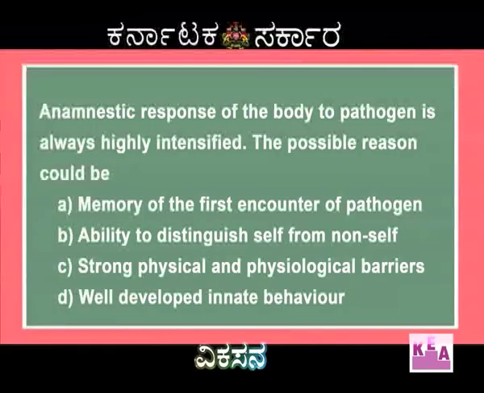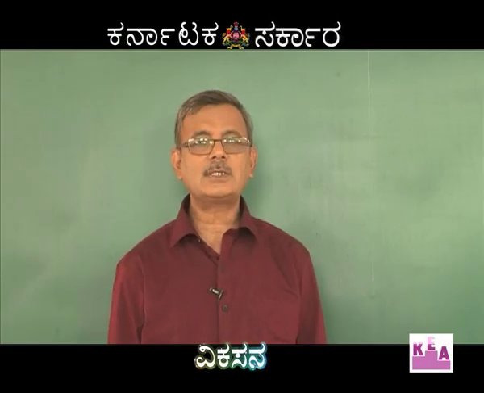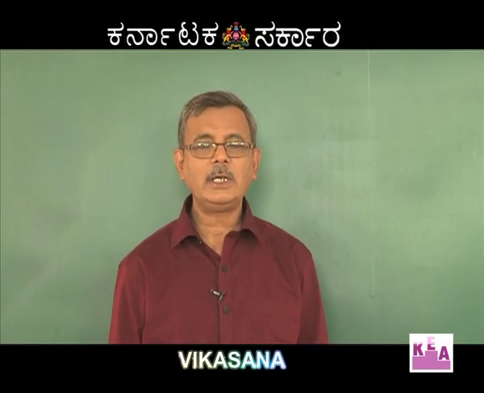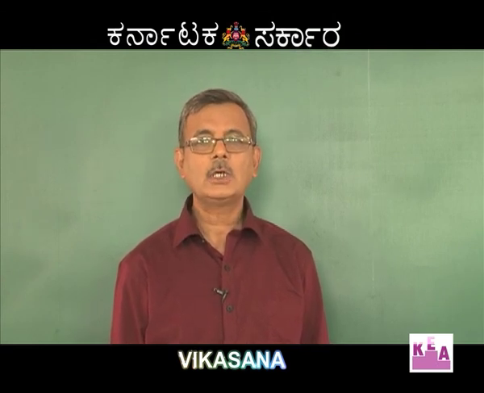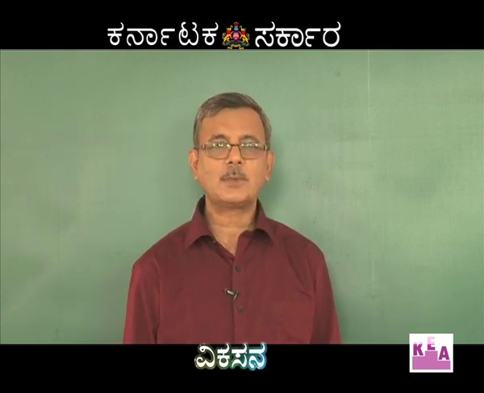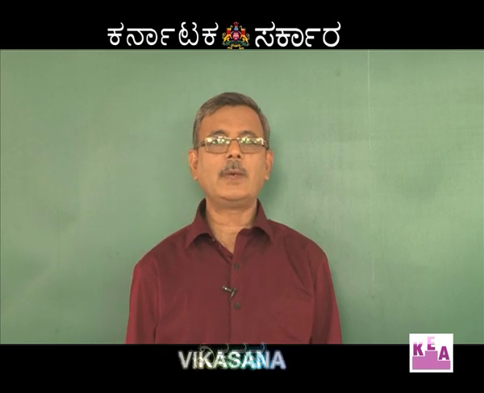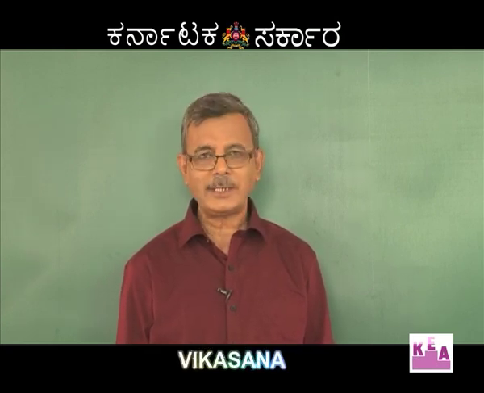The option C, strong physical and physiological barriers, speaks about non-specific body immunity, that is innate body immunity. The option D, well developed innate behavior. Innate immunity is non-specific body immunity represented by first and second line of defense that include the surface barriers like skin and mucous membrane, that include chemical barriers, physiological barriers and cytokine barriers.